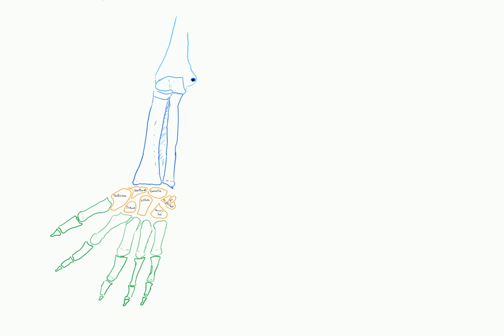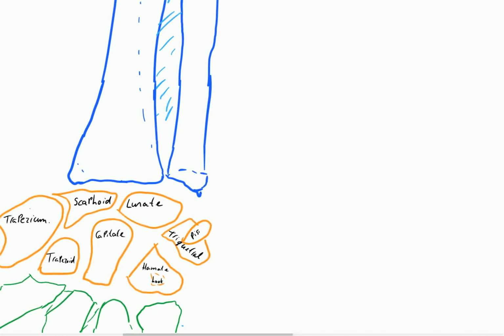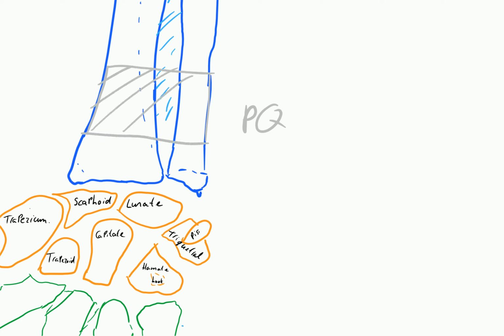We're going to start with the Pronator Quadratus. The Pronator Quadratus, PQ, has its origin at the distal ulna and its insertion at the distal radius. So it looks like this. The nice thing about the Pronator Quadratus is that its name says something about its shape and about its function. It's quadrangular, and it pronates.